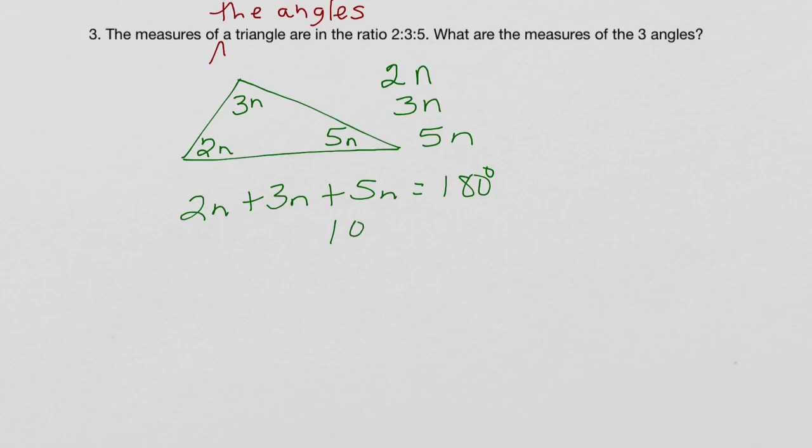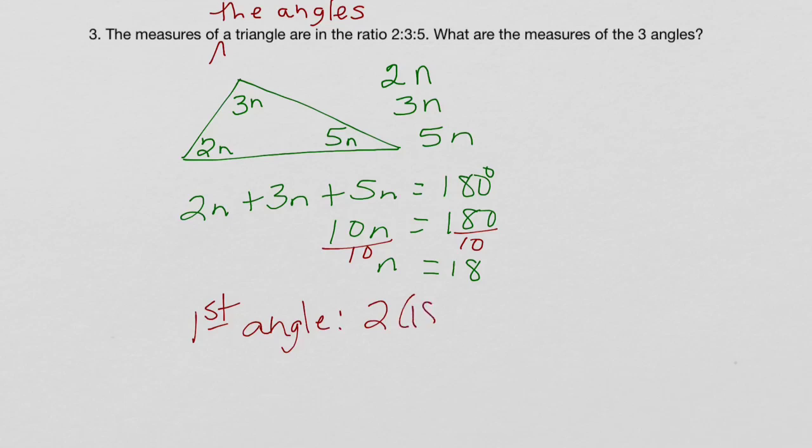So that'll give me 10n is 180, and if you divide both sides by 10, that gives me that n equals 18. That's not the angle measure, that's the multiplier. So if I wanted to figure out the first angle, it would be 2 times 18. The second angle would be 3 times 18. And the third angle, those are ditto marks, would be 5 times 18.